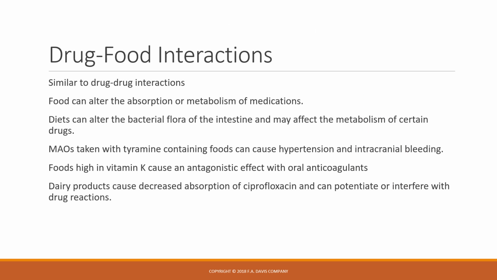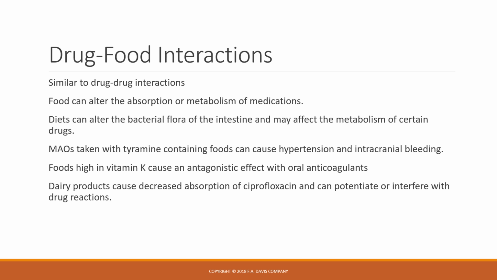Also have drug-food interactions. They are very similar to drug-drug interactions, except drug-food, of course, food may interfere with the medications. Foods can alter the absorption or metabolism of medications, and certain diets may alter the bacterial flora of the intestine and may affect the metabolism of certain drugs. Some examples, MAOIs, which are antidepressants that are taken with tyramine-containing foods. These foods are things such as aged cheese, soy sauce, red wines, sauerkraut, anything aged, taken with MAOIs, which are antidepressants, may cause hypertension and intracranial bleeding.